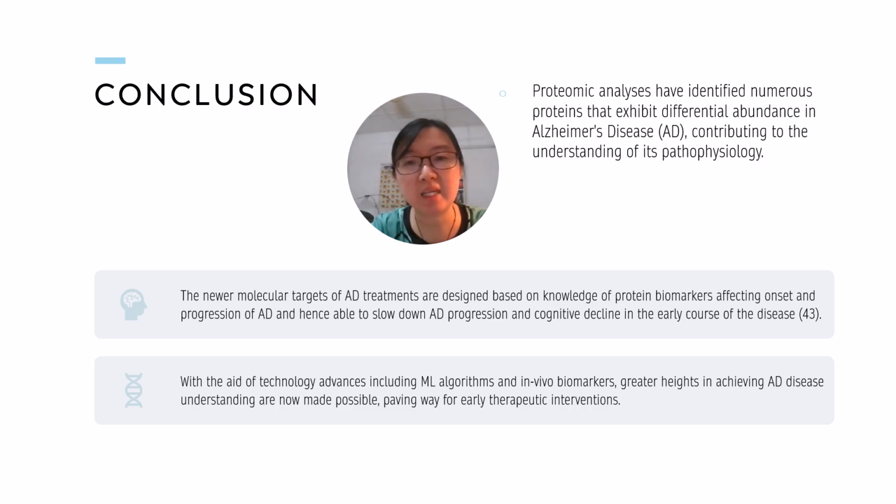differential abundance in AD, contributing to the understanding of its pathophysiology. The newer molecular targets of AD treatments are designed based on knowledge of protein biomarkers affecting onset and progression of AD, and hence are finally able to slow down the progression of the disease and cognitive decline in the early course of the disease. With the aid of technology advances, including machine learning algorithms and in vivo biomarkers, greater heights in achieving AD disease understanding are now made possible, paving the way for early therapeutic intervention.